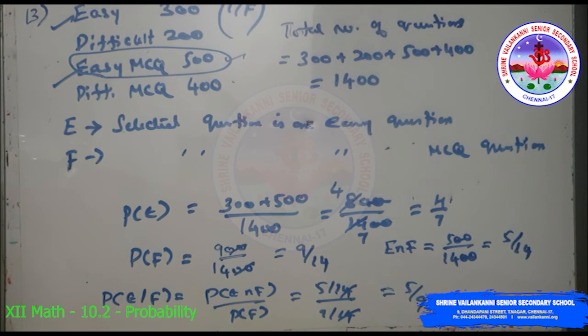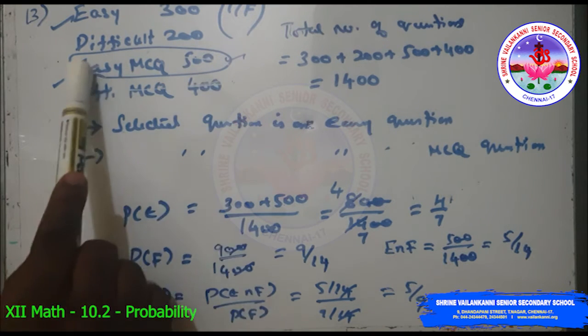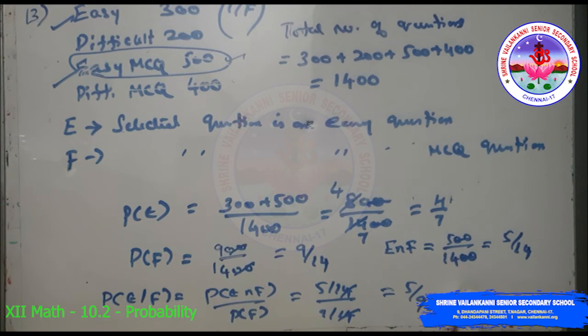Then E intersection F. E intersection F is the event that the selected question is easy and MCQ. So easy and MCQ, we have 500 questions. So 500 by 1400, which is 5 by 14. So P of E by F, which is equal to P of E intersection F by P of F, which is 5 by 14 by 9 by 14, which is equal to 5 by 9.